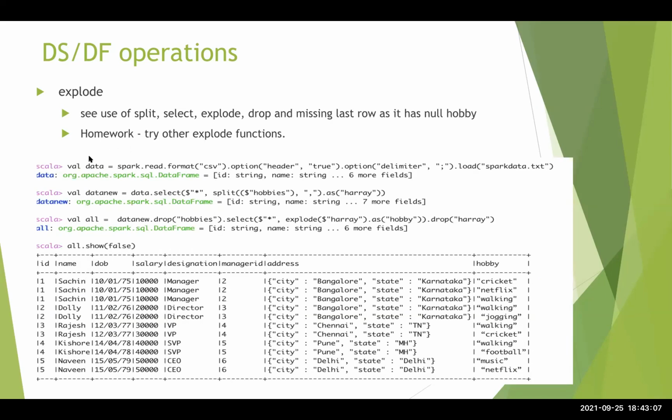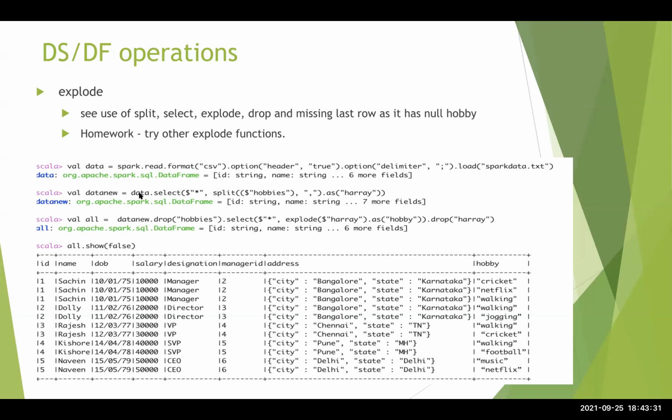I have this dataset, the same dataset I keep using. You have used this earlier, correct? At the end, you saw that I had hobbies like cricket, Netflix, walking, or whatever, correct? I read the dataset in CSV format, and then I do some triaging, because I want to convert these hobbies into an array.